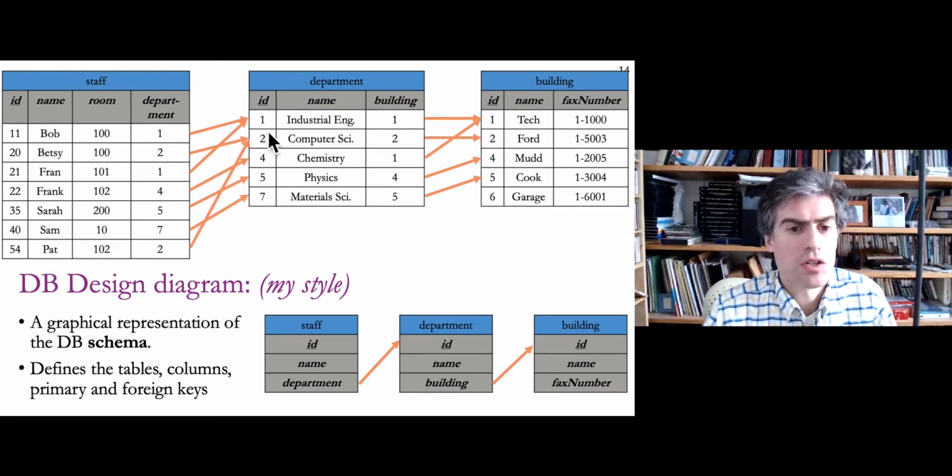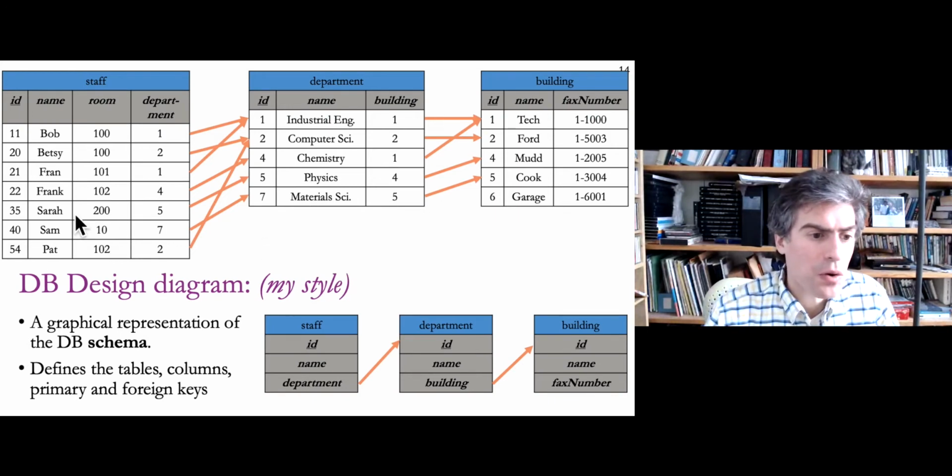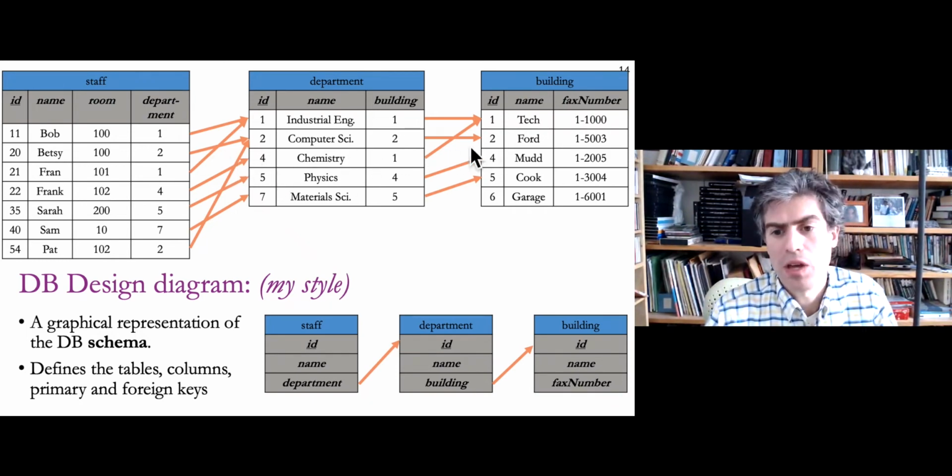Now notice that you could join these together by linking these out and repeating some of them to create one big table. That would be a denormalized design, but it would have repetitions. For example, both Betsy and Pat would have computer science and building 2 listed under their staff table, and they would also both have Ford and fax number 15503 listed under their name.